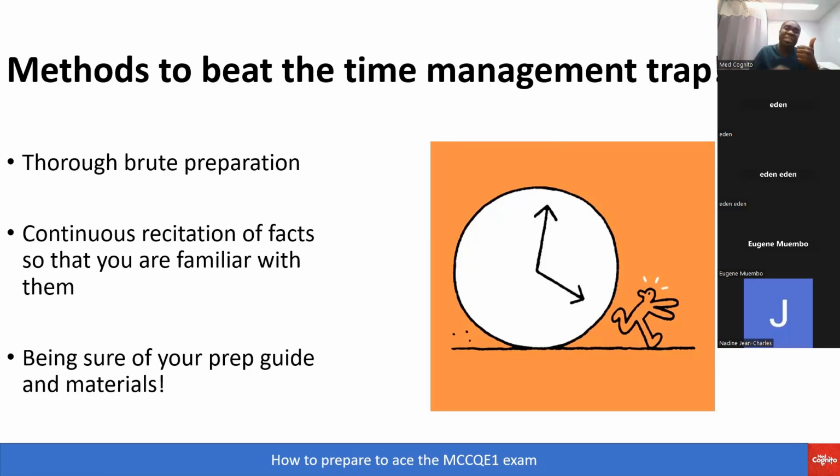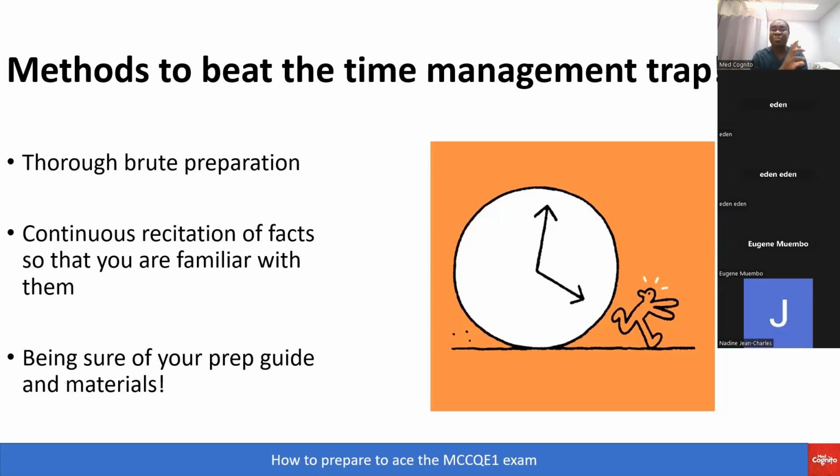Number one, either through brute preparation. When I say brute preparation, it's just the way we learned in medical school, going brute and making sure that time does not catch us, like the way this guy is running away from the time. Or, continuous recitation of facts so that you are familiar with them. And we also have a whole portal in MedCognito where, after all that you've learned, we have what we call med bullets. We also have recitation of common facts you must know for the exam, okay?